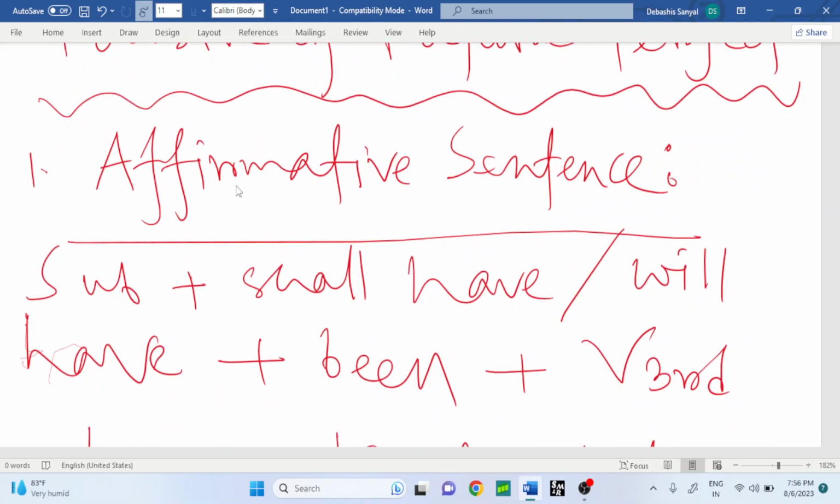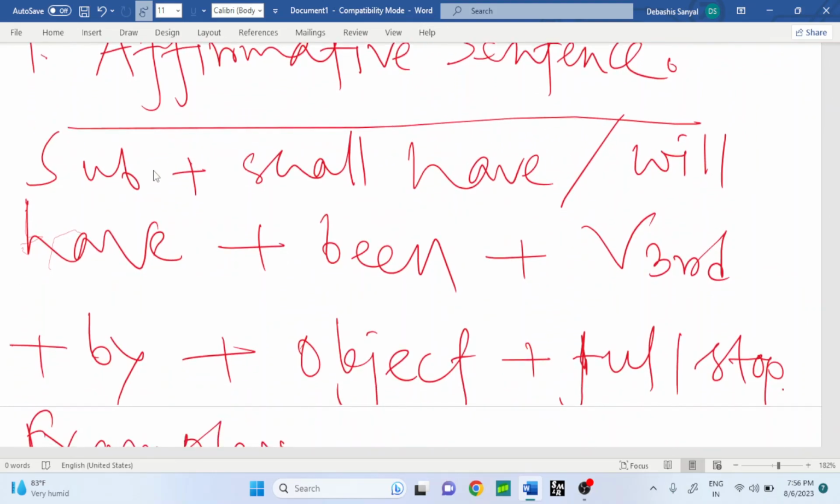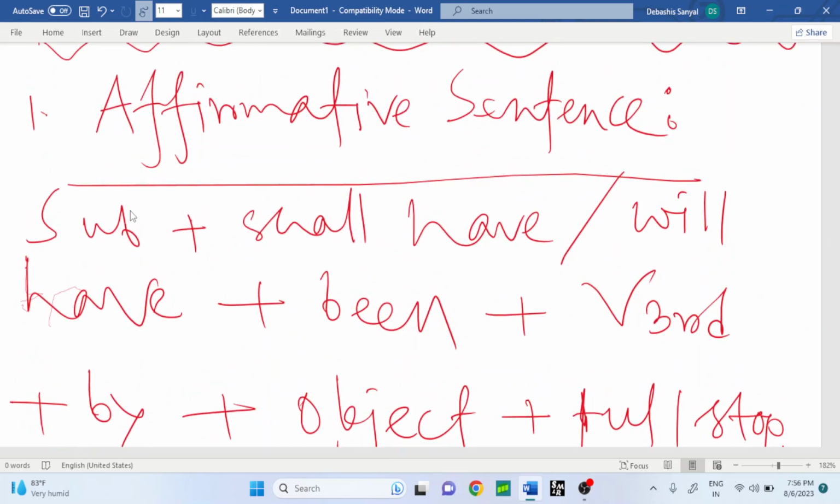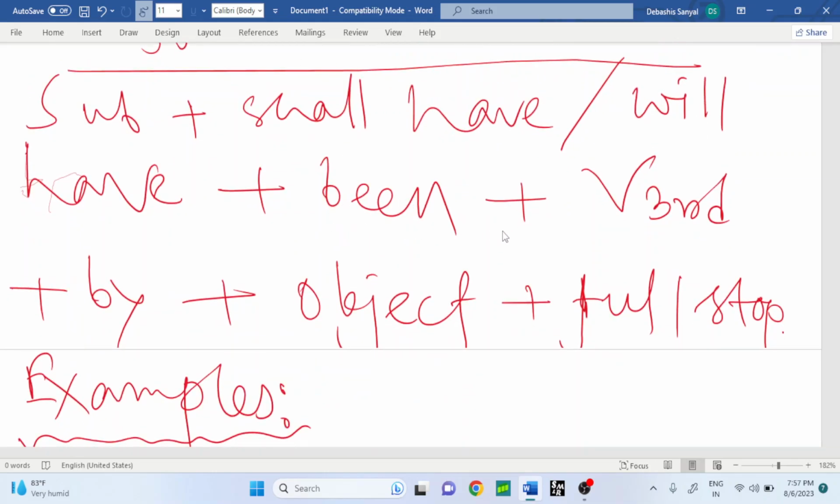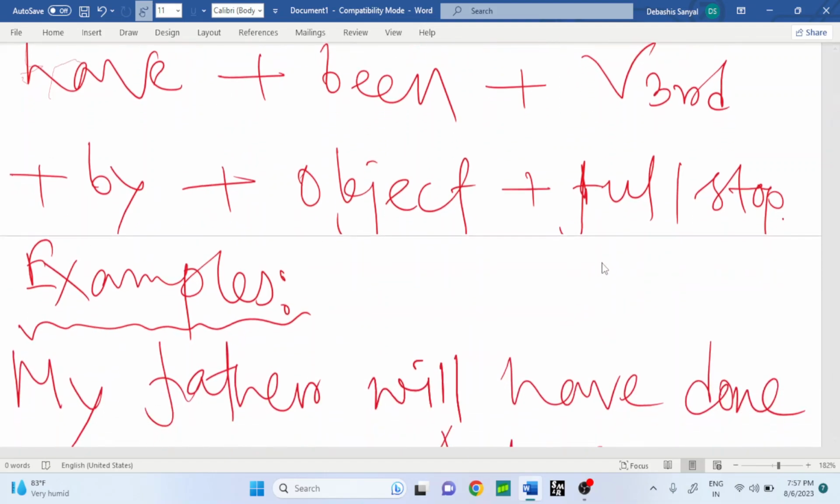The very first one is the affirmative sentence. How is the structure used here? At first we have to place the subject. According to the subject, we have to use shall have or will have, then been, the third form of the verb, by, object, and a full stop at the end of the transformed sentence.